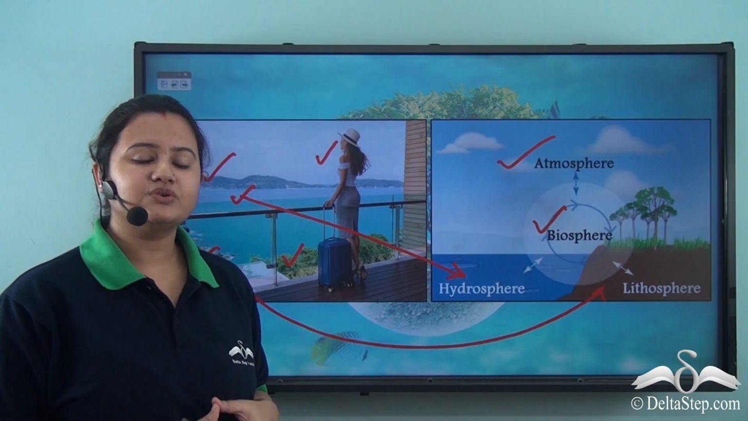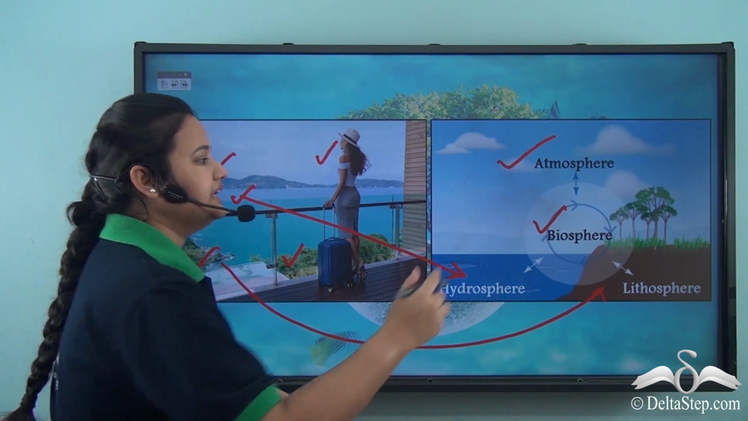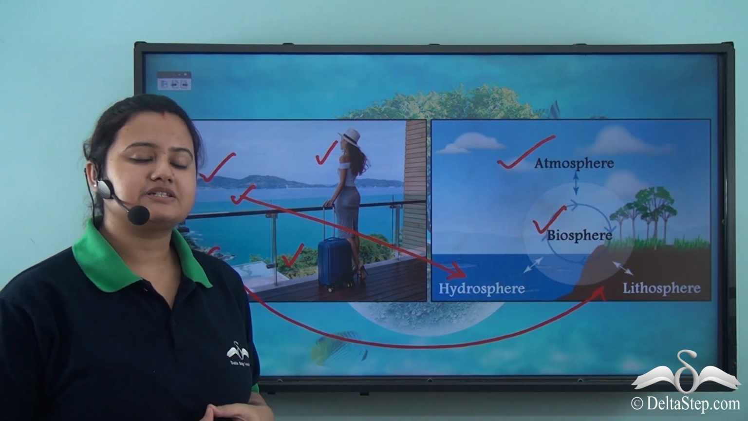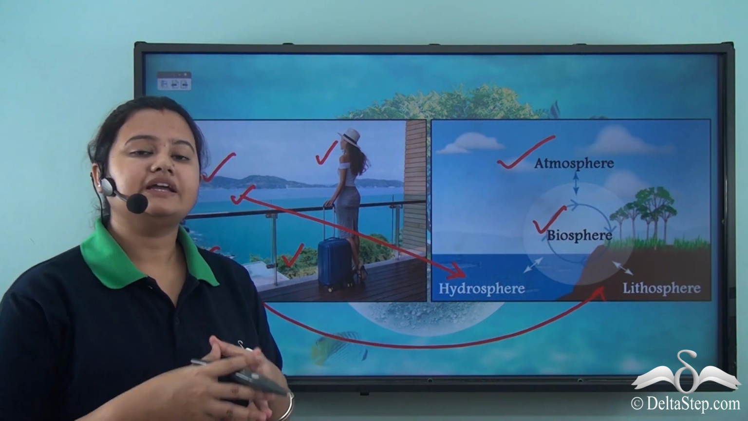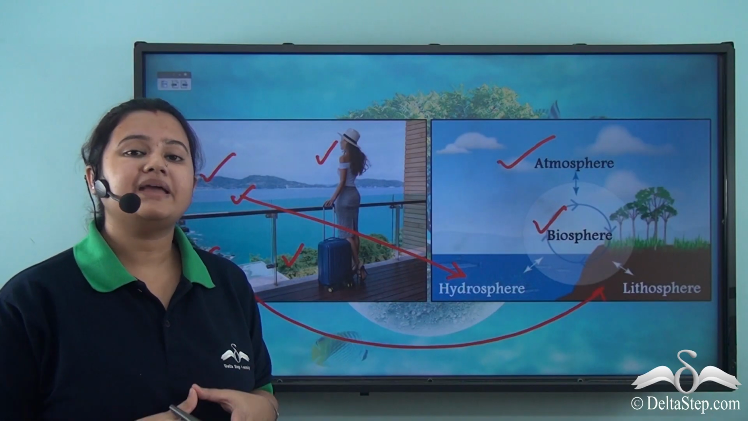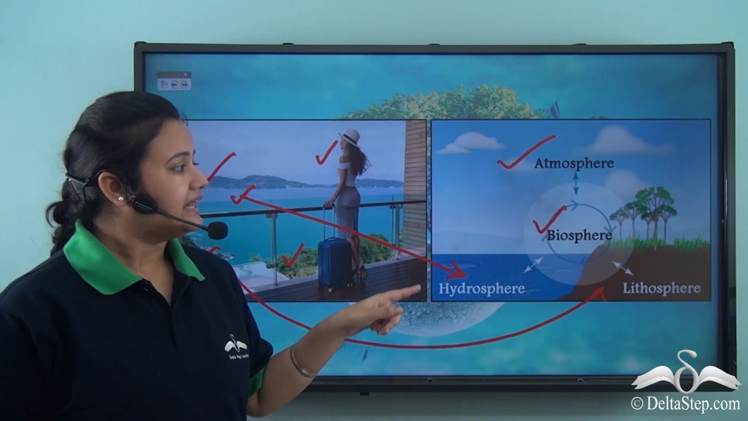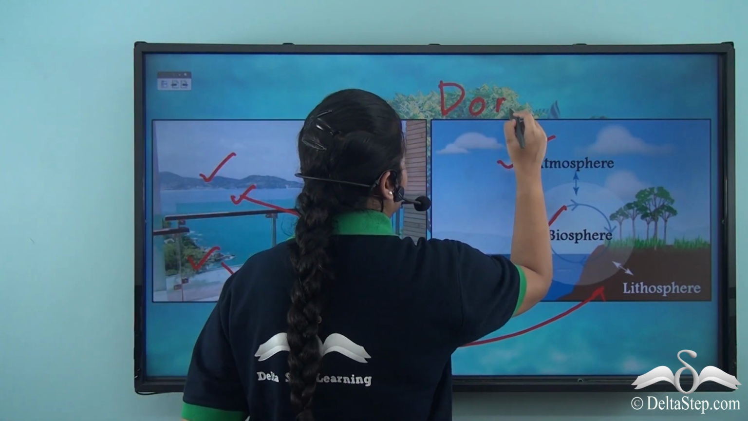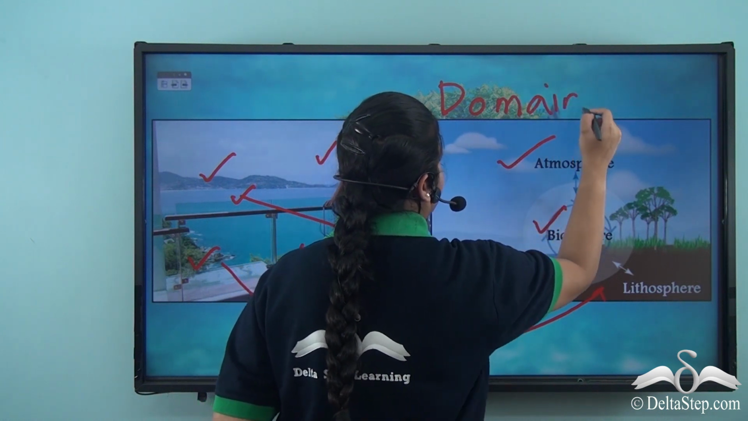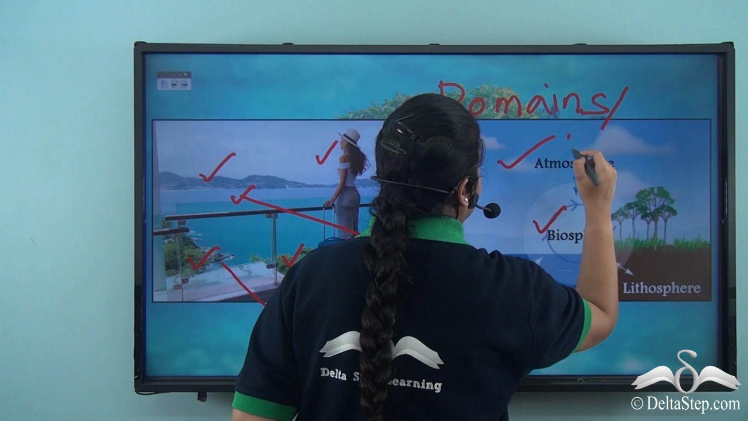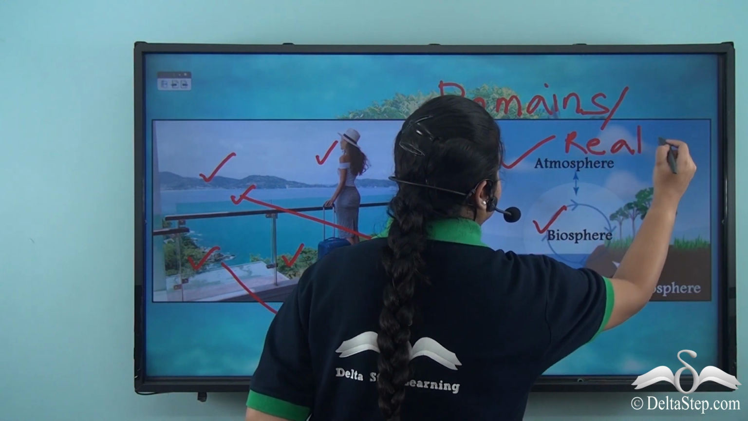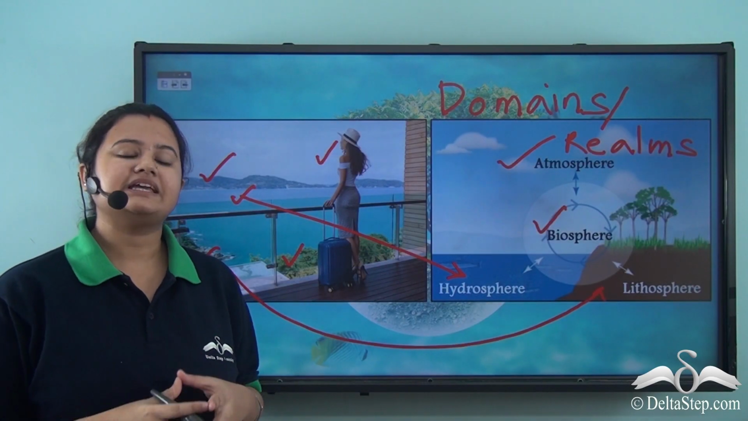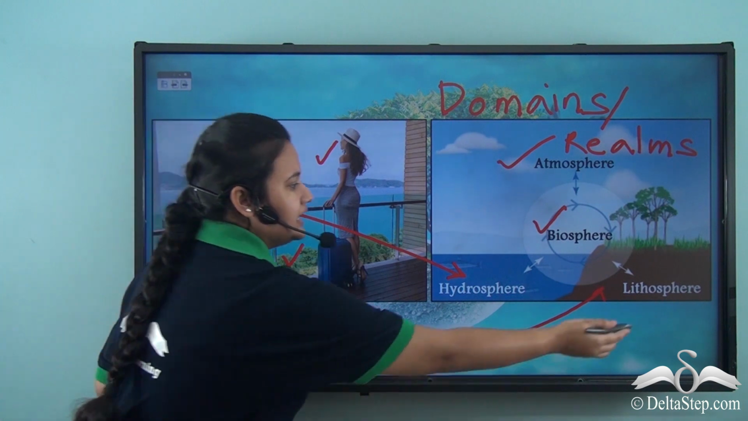So biosphere includes different forms of life found in different spheres of the earth. Now all these spheres or subsystems of the earth, as we can see here, are interconnected, and these systems make life possible on earth. These different systems of the earth are known as domains or realms. We shall discuss each of these domains in detail. We shall first start with lithosphere.